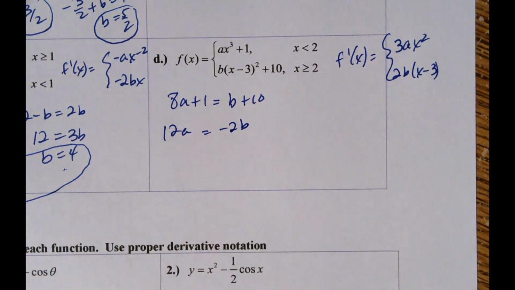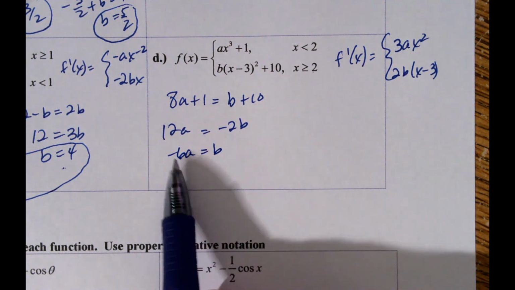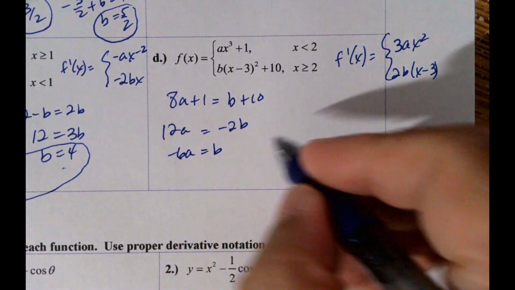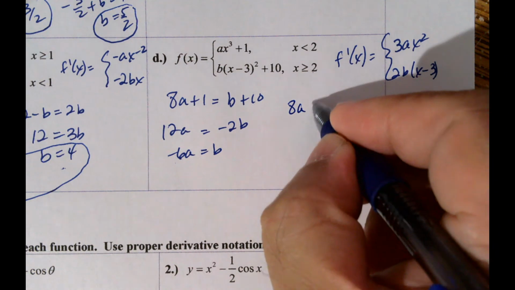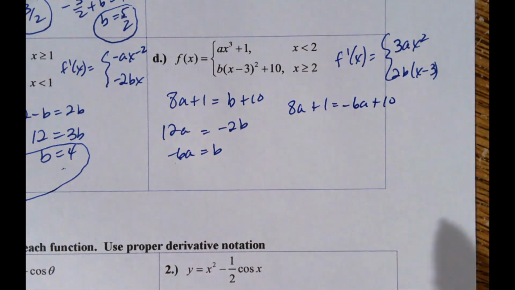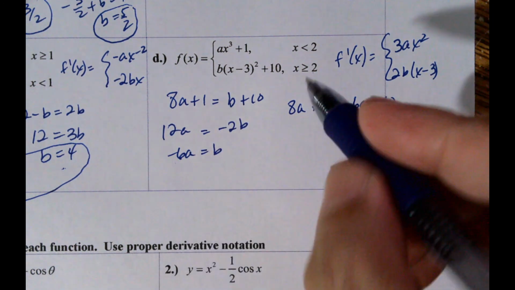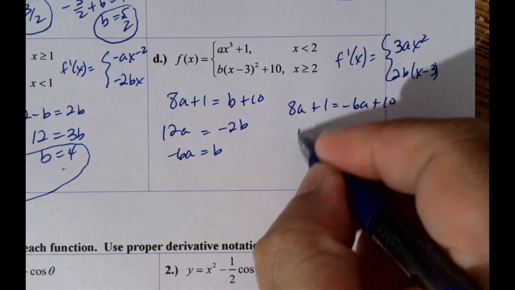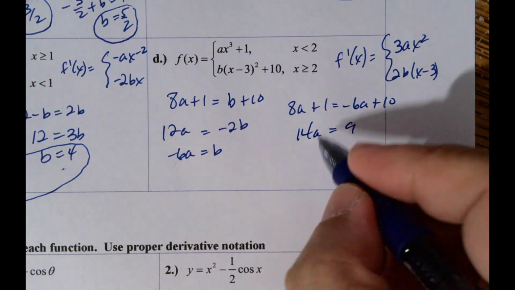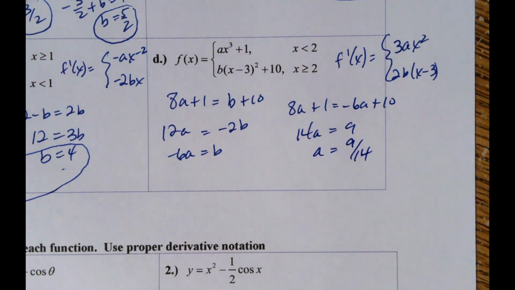I guess we should probably clean this up some. All right, so I'm going to solve this one for b. So that'll be negative 6a equals b. Let's go ahead and just plug that into here. So that'll be 8a plus 1 equals negative 6a plus 10. All right, so I just replaced the b with negative 6a. So bring the 6a over and bring the 1 over. So that's going to be 14a equals 9. So a equals 9/14.